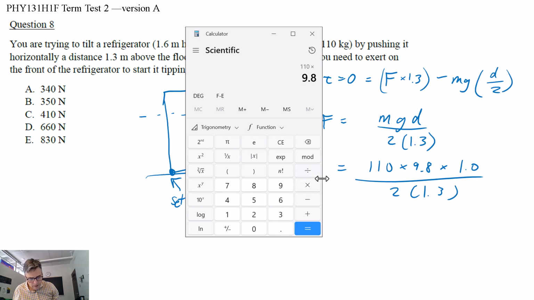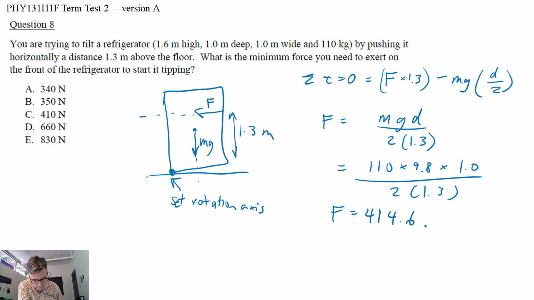8 divided by 2 divided by 1.3 equals 414.6. I think that rounds down to about 410 newtons.